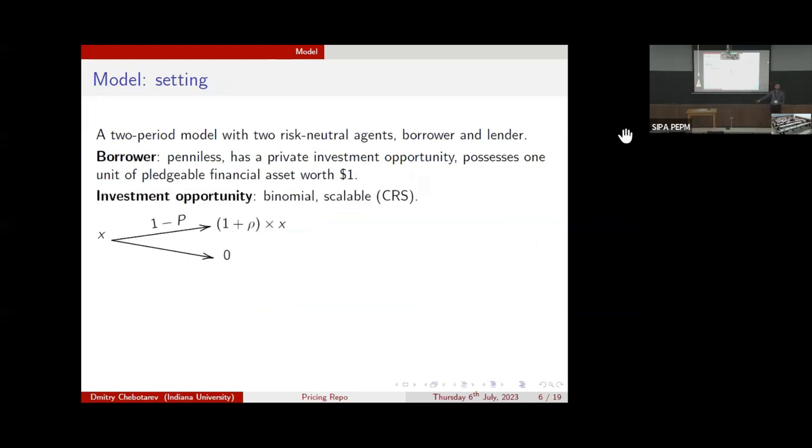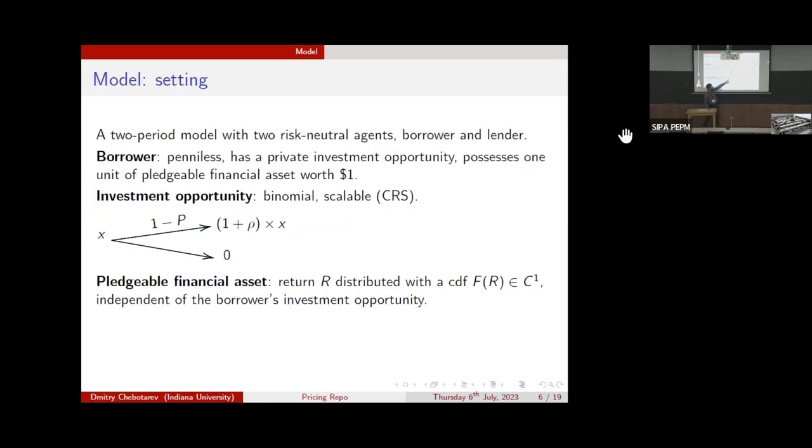So what is this investment opportunity? It's binomial and constant returns to scale. We invest X. If everything goes fine, we get (1+θ)X. If everything does not go fine, we get nothing. And this happens with probability p. Now, what about the collateral financial asset?